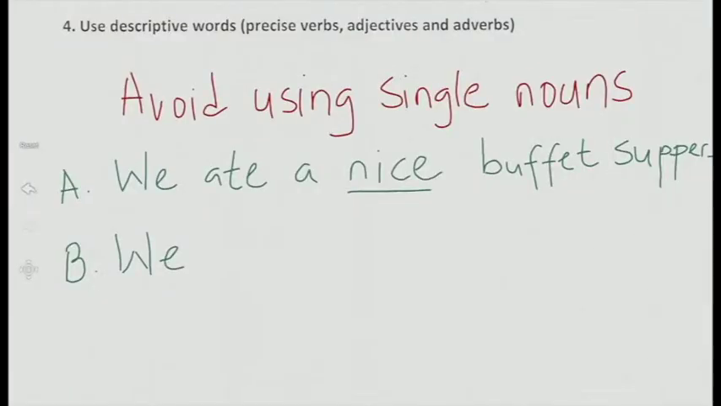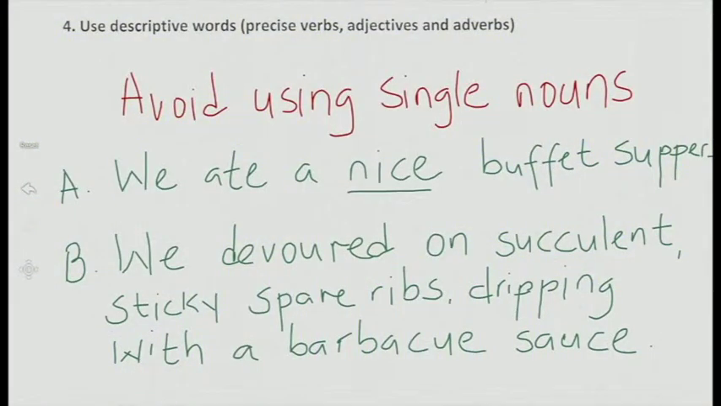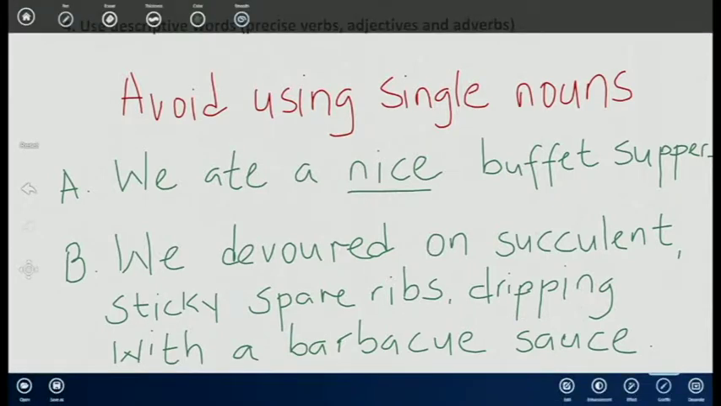All right, so we ate a nice buffet supper. How can we improve that to be more specific and paint the picture for the reader in this case? This can be best if we write it like this. Instead of writing we ate a nice buffet supper, the questions are so many there. For example, what is supper?